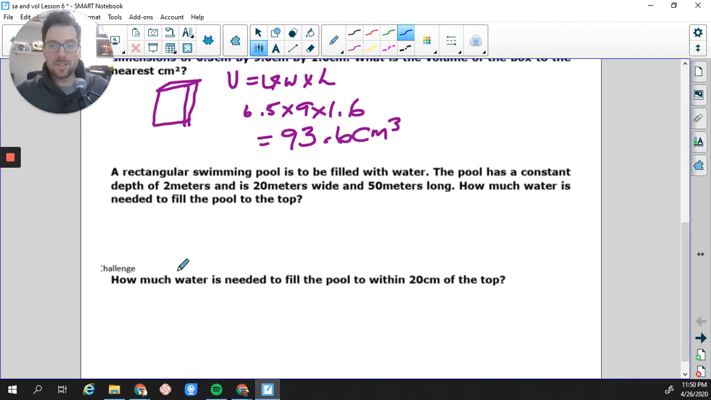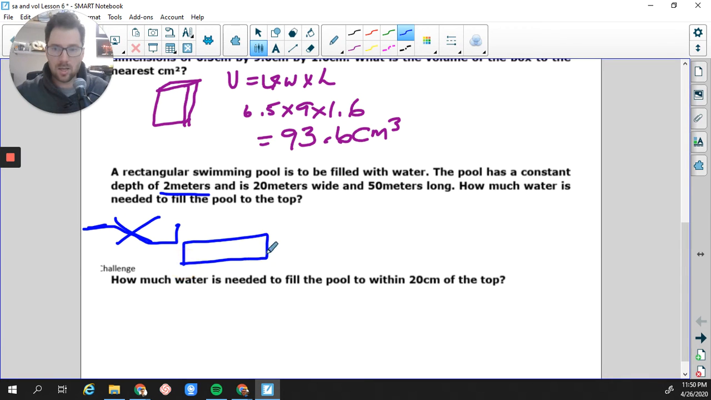A rectangular swimming pool is to be filled with water. The pool has a constant depth of 2 meters. So some swimming pools, they have like a shallow end and then it goes down to a deep end. This pool is not like that. This pool just has a constant depth. So it's 2 meters deep everywhere. It's 20 meters wide and it's 50 meters long. How much water is in the pool to fill to the top?